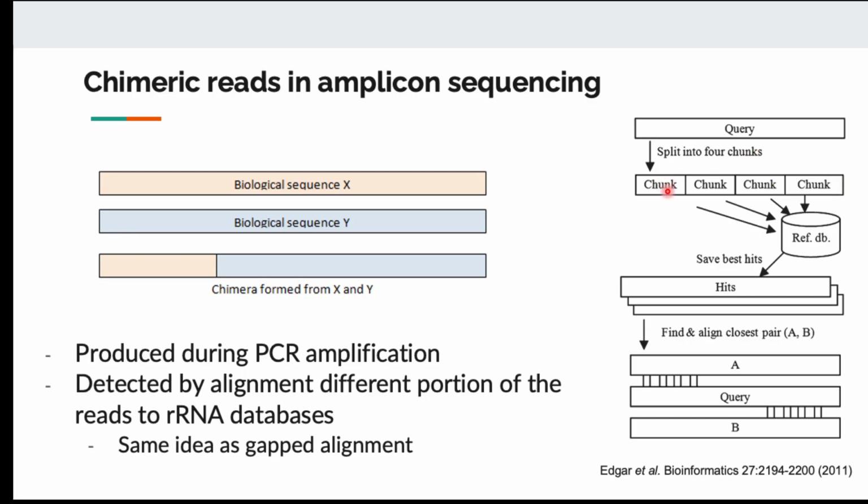But if different chunks, different sections of your read, map to different species or different genera, that means you have a chimeric read. The first part maps to certain bacteria, the last maps to a different bacteria. When we have this result, we can remove these reads. This is the same concept as when we do gapped alignment or when we detect a gene fusion.